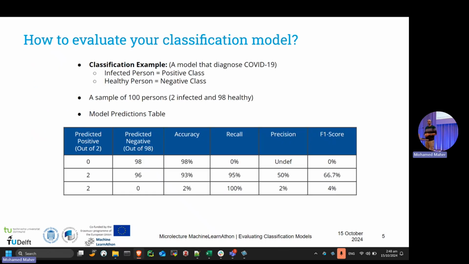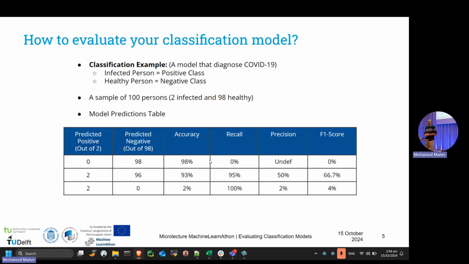So how do we evaluate our classification model? Let's say we have a model that can diagnose COVID. An infected person is the positive class, a healthy person is the negative class. And we have a random sample of 100 persons. Two of them are infected and 98 are healthy. And here we have three different models for diagnosis of COVID, with the output predictions for the different models and different evaluation metrics that are calculated based on the predictions of these models.